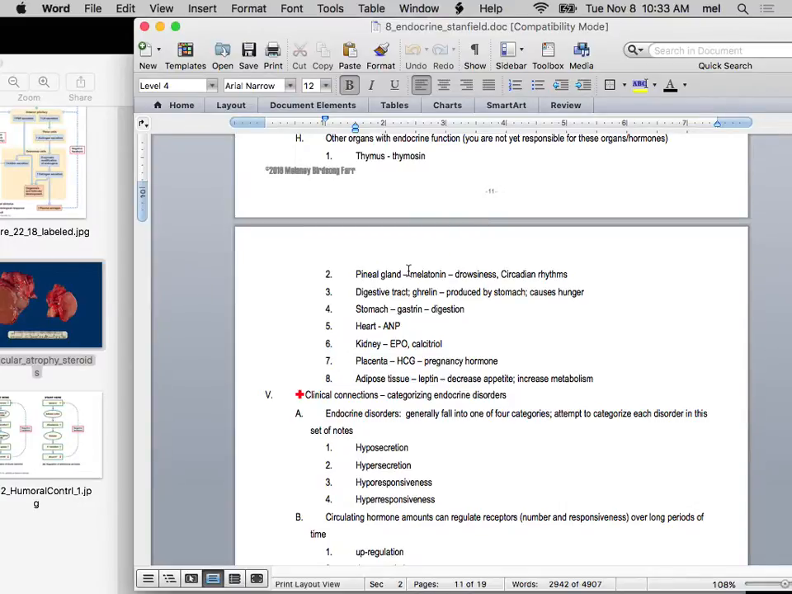The pineal gland, you have learned before if you've had anatomy, right? The pineal gland is on the back part, and the pineal gland is responsible for producing melatonin to help regulate your circadian rhythms.